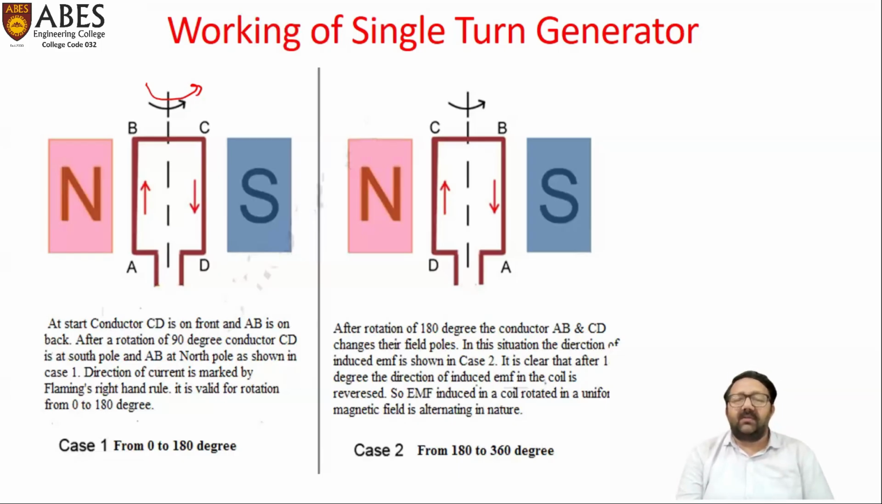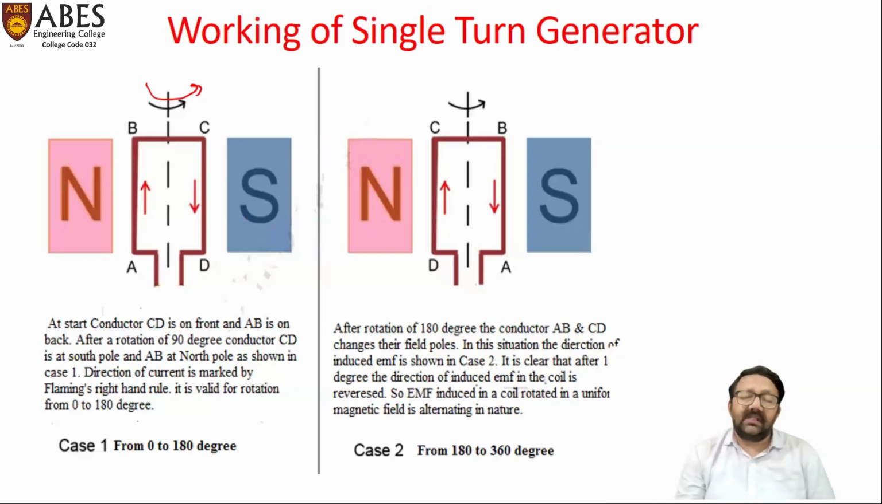Now in this scenario, if we apply again Fleming's right hand rule, we find that the conductor CD, which is now in the influence of the north pole, is carrying current in the upward direction, whereas the conductor AB is carrying current in the downward direction. So we can clearly see from both pictures that whenever a coil changes its field pole, the direction of current in that particular coil is reversed.